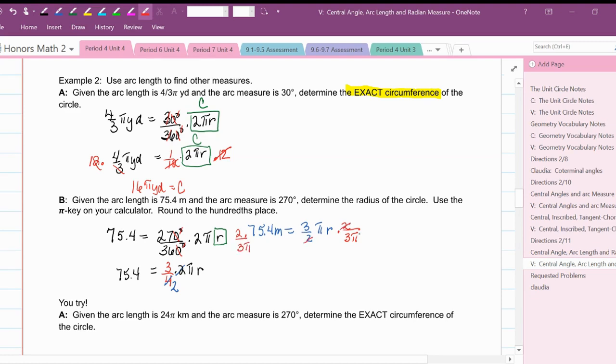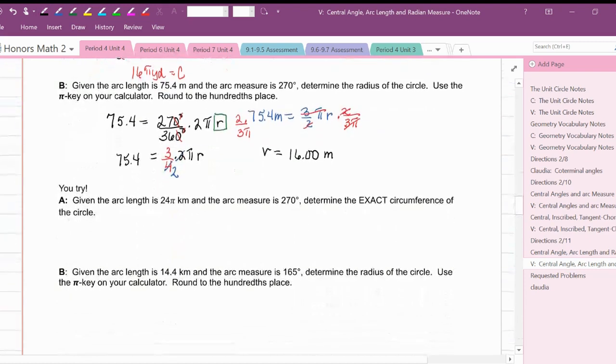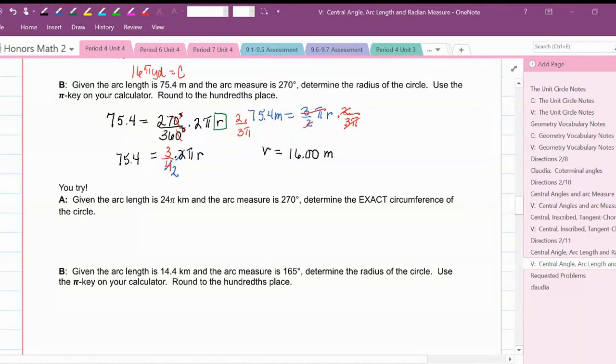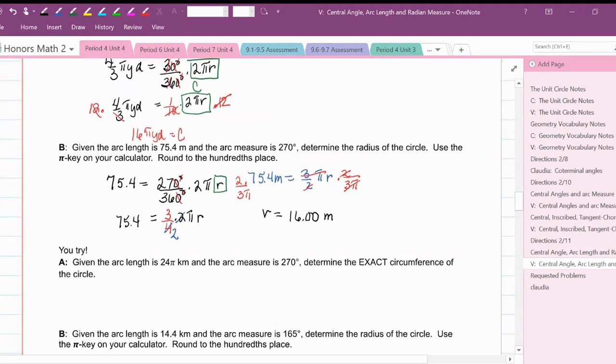Anything divided by itself is just 1. So now I have r is equivalent to, and now we need to get the calculator because we need to multiply 75.4 by 2 and divide by 3 pi. When we do that and round to the hundredths place, we get 16.00 meters. Okay, the next two are for you to try, so go ahead and pause the video and complete these two problems using the examples as models.